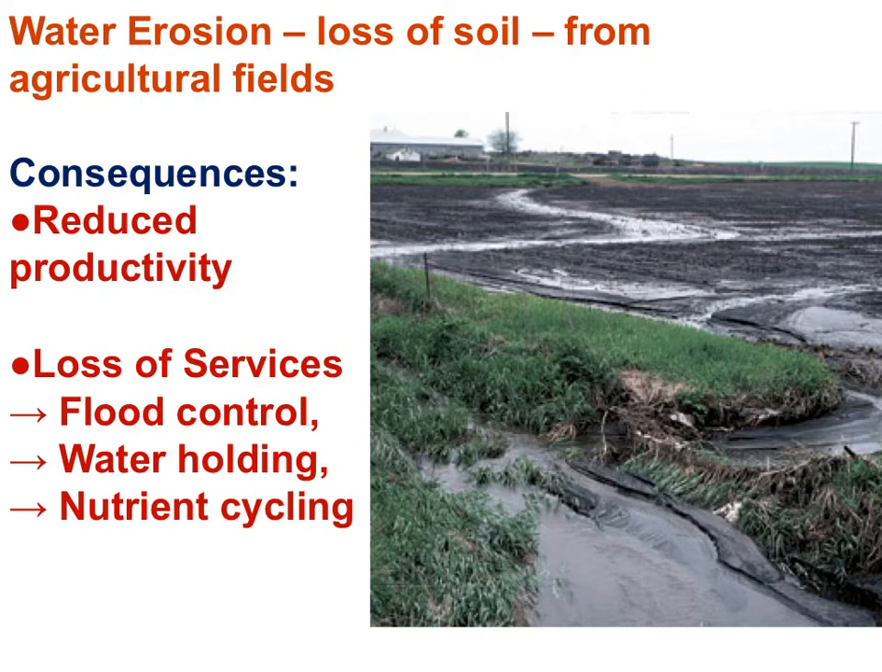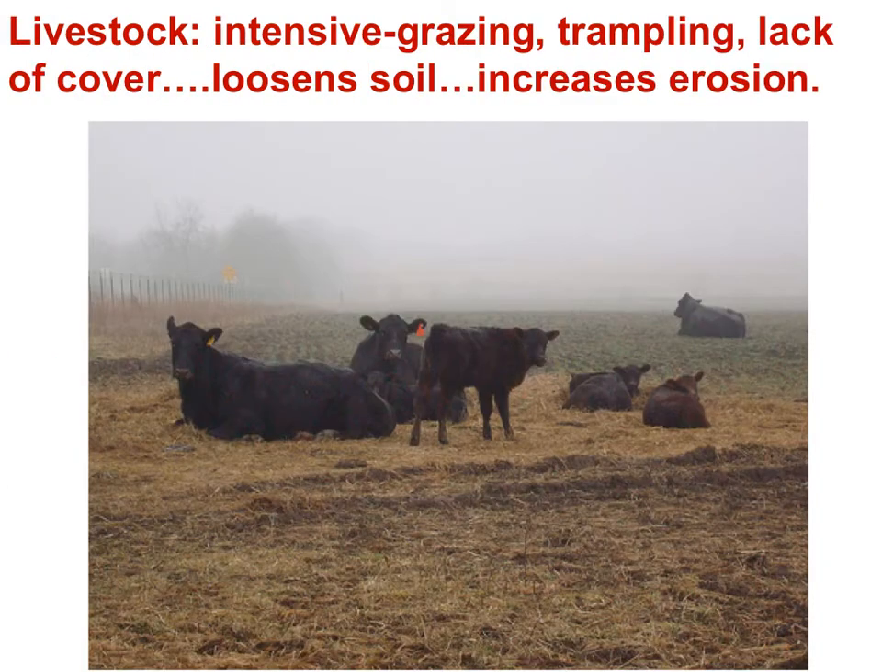Eroded land is less productive, less fertile without the A horizon, without the topsoil. As well, with erosion, there is a loss of ecological services, such as flood control, water purification, water holding capacity, and nutrient cycling. The rearing of animals in agriculture can accelerate erosion.